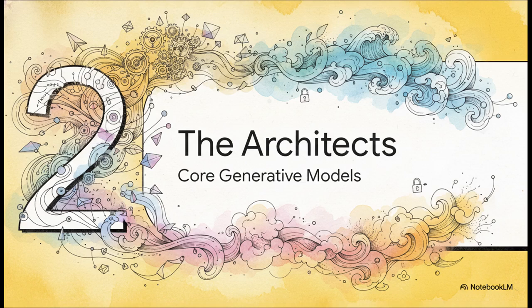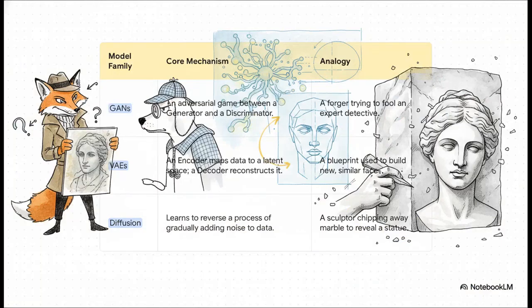Okay, so models use a latent space to generate things. But how do they learn to build and navigate that space in the first place? Well, it turns out there are a few major schools of thought on this, a few different families of generative models, each with its own strategy. Let's meet the three main architects. This table breaks down the different philosophies so well.